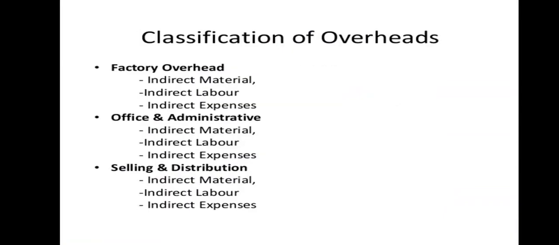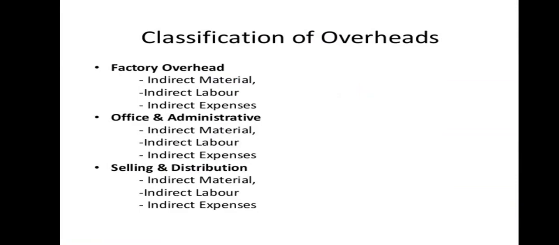Now we have the classification of overheads. So overheads are classified as factory overheads, office and administrative overheads, selling and distribution overheads. You know all these things. When we did the material costing in unit number 1, we saw how the overheads are classified.